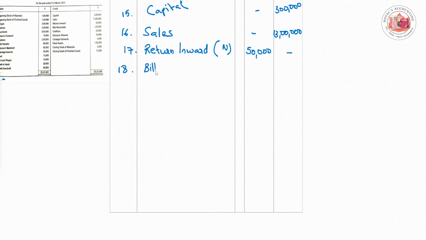Bills receivable in nature is an asset, so it will have a debit balance, not a credit one. They have wrongly recorded it in the credit column. It should be on the debit side. See, despite all these errors, they have still managed to get equal totals. Number 19, creditors 50,000. Okay, this also he has recorded correctly.